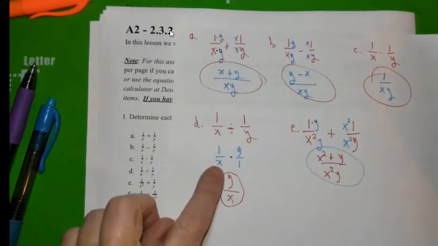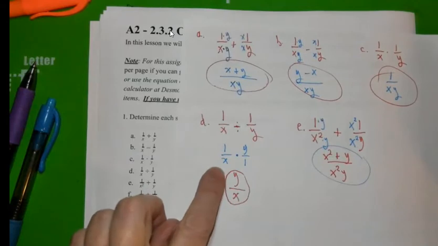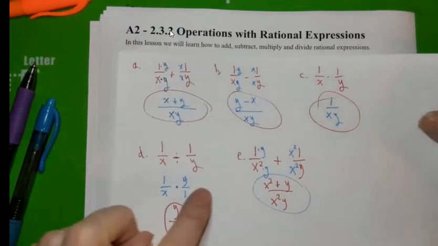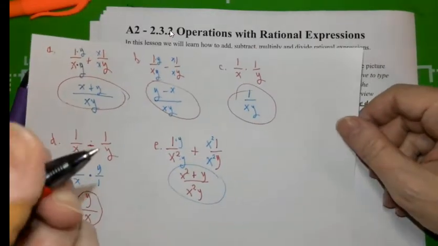The only dividing out common factors occurs when you have only multiplication, like this one in D or C. Only multiplication, no adding, no subtracting at all. So let's go on to F. And we'll see some of that in some problems in just a minute.